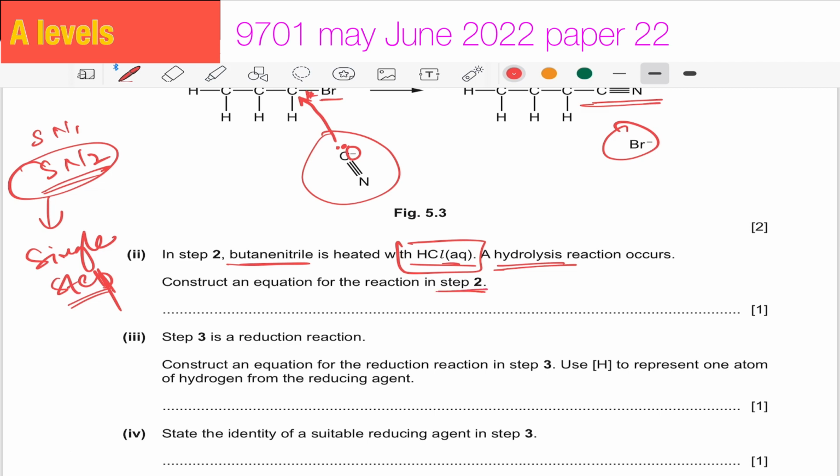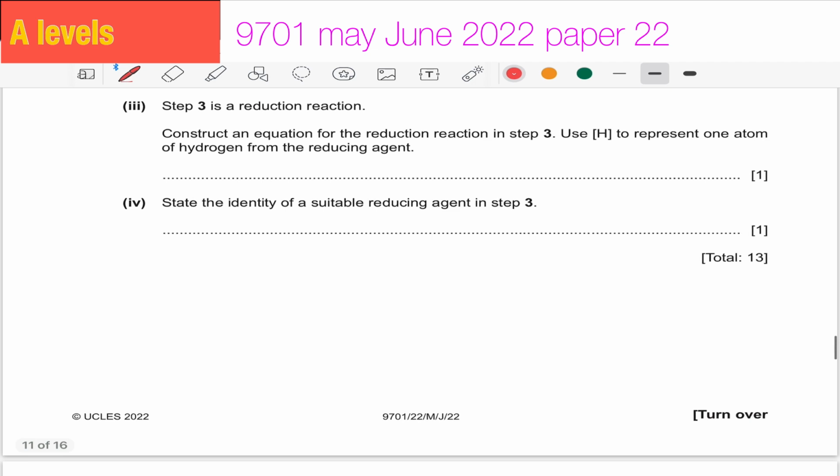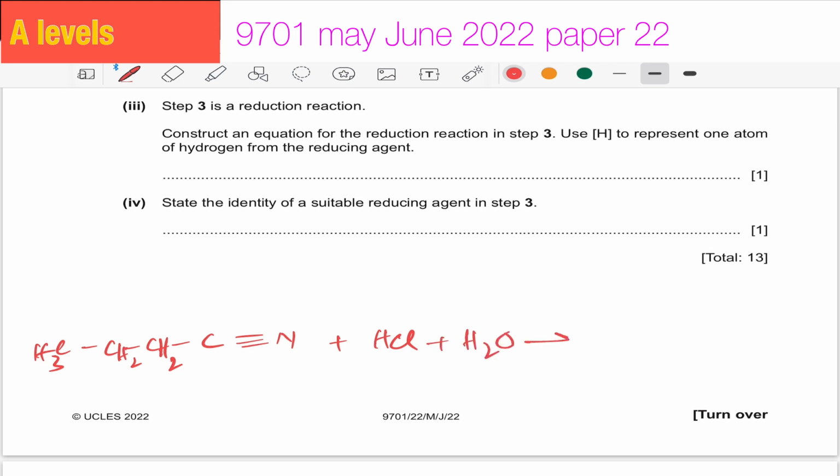Construct an equation for the reaction in step 2, right? So just to write the equation, first just draw the butane nitrile so that you can get an idea what is happening in the reaction. So this is butane nitrile, CH3, CH2, CH2, CN. And when we react it with aqueous HCl, that means we have HCl present and in aqueous medium, so water is also present. So this bond between carbon and nitrogen, this is a hydrolysis reaction. So the bond between carbon and nitrogen will break and this carbon will be converted into carboxylic acid.